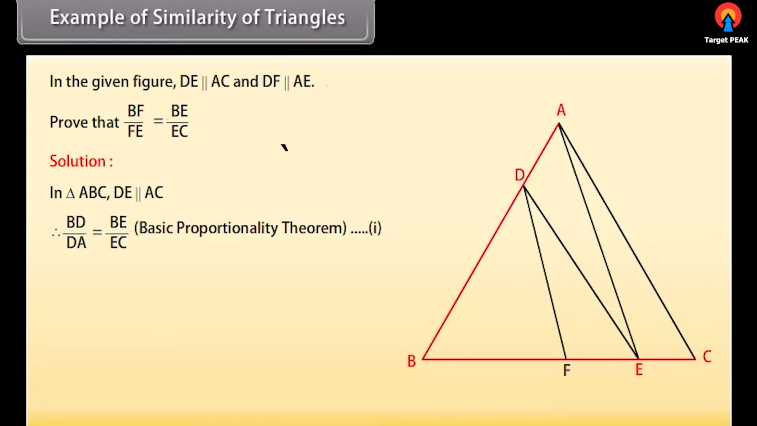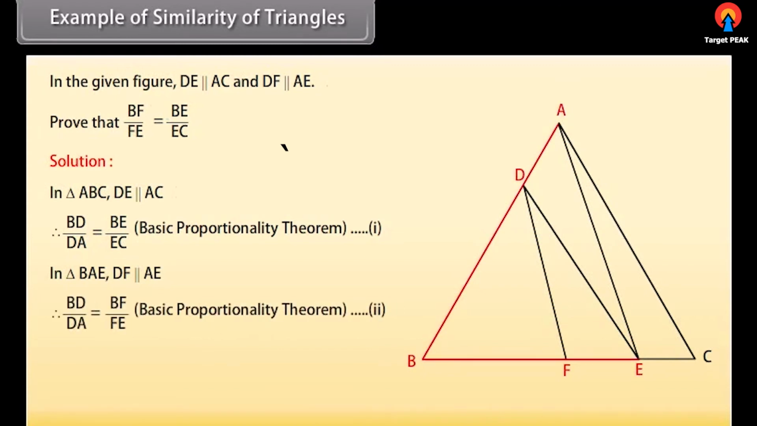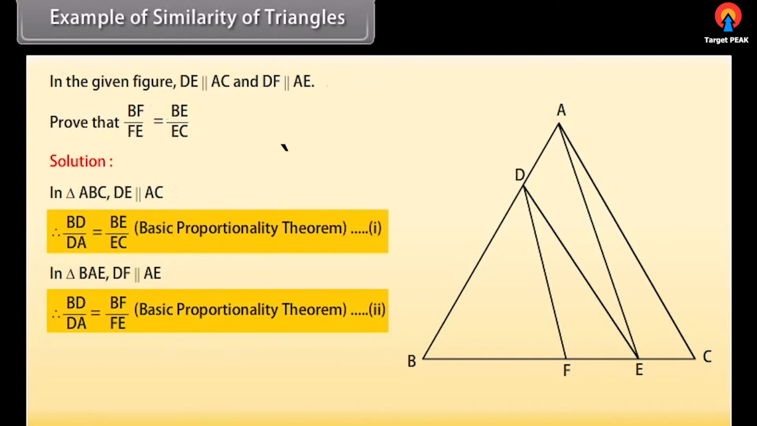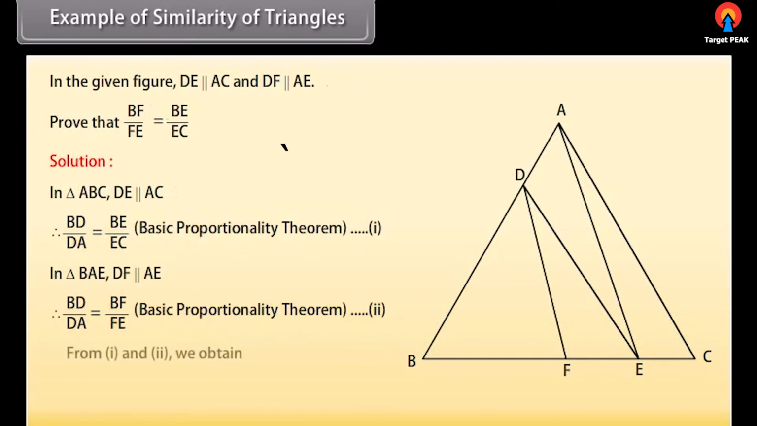Mark it as 1. In triangle BAE, DF is parallel to AE. Therefore, BD/DA = BF/FE by basic proportionality theorem. Mark it as 2. Now, from first and second, we obtain BE/EC = BF/FE.